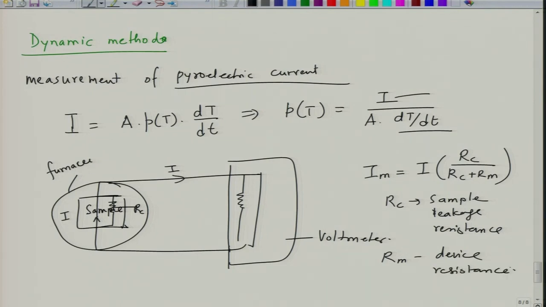Okay, so you can see that I_M into (R_C plus R_M) is equal to I into R_C. That is what you are interested in measuring. So this is a simple measurement of pyroelectric current, the simple way of measuring the pyroelectric coefficients. And then of course there are other methods such as laser intensity modulation methods and so on and so forth, which you can get into in detail.